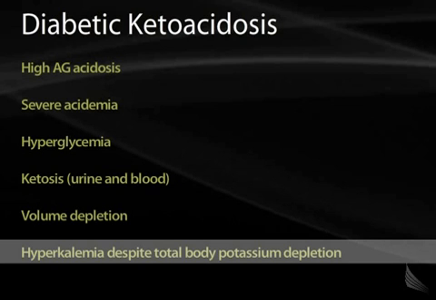However, because of the osmotic diuresis, as well as the volume depletion and increased aldosterone activity, there are increased potassium losses, so total body potassium depletion is actually present despite the initial high level of blood potassium.